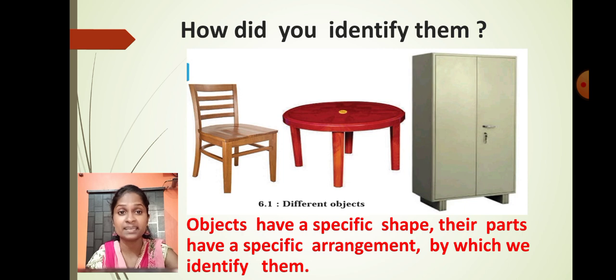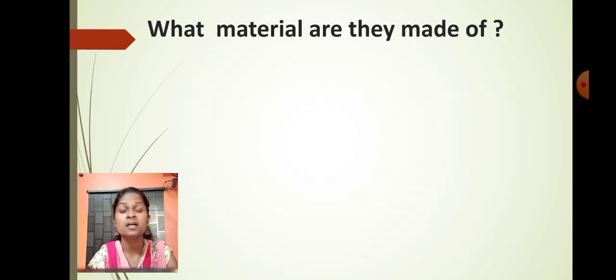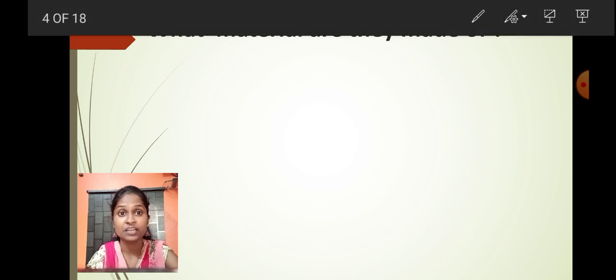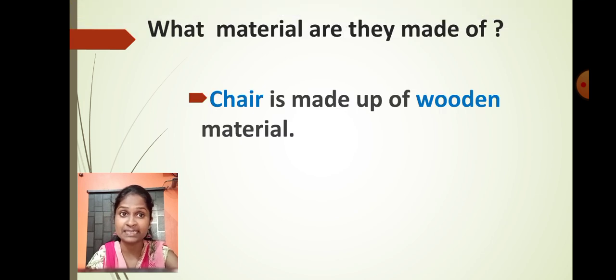So students, here in this picture, you can see that there are many sorts of things we had seen. So now my question is, what material are they made up of? You observed the picture just now. So can you tell me what raw material is required to make these objects? Any guesses? Can you tell me, a chair is made up of what? If you observe very carefully, then you can see that a chair is made up of wooden material. Am I right?